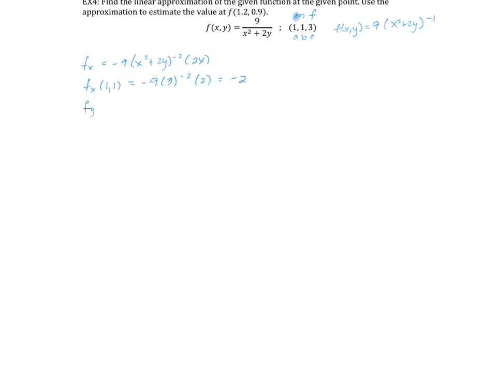The partial derivative with respect to y is negative 9 times (x squared plus 2y) to the negative 2, times the derivative with respect to y, which would be 2. And if I evaluate this partial derivative at the point (1, 1), it looks like it's negative 2 as well. Okay.